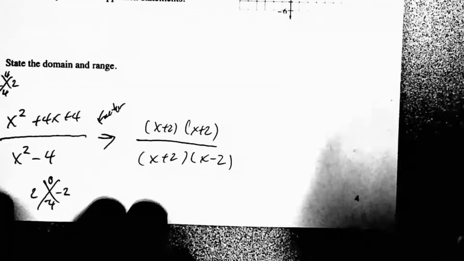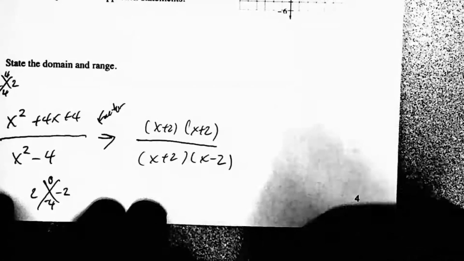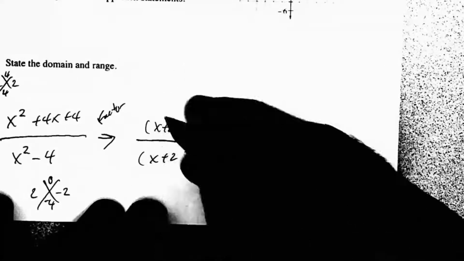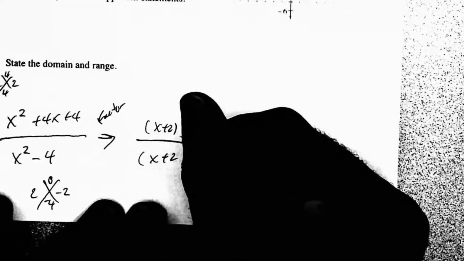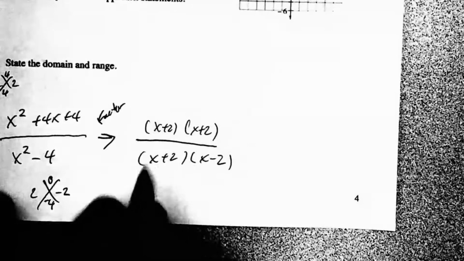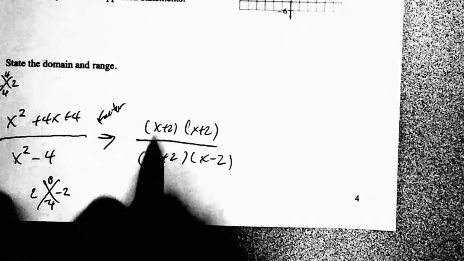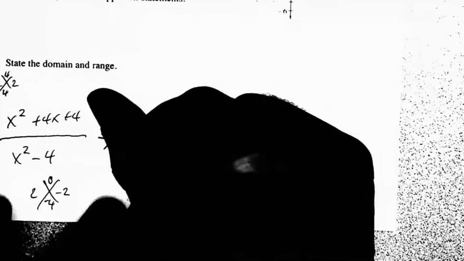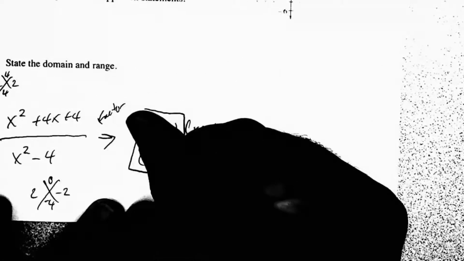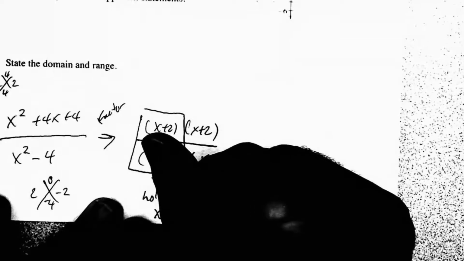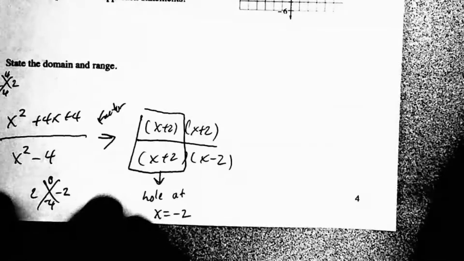Okay, so first, holes. Holes happen when you have a 0 in the denominator and the numerator. So I'm going to have a 0 right here at x equals negative 2. When I plug in negative 2 into this, I'll get 0. And I also have that in the numerator. So that means I'm going to circle this. This is a hole at x equals negative 2.